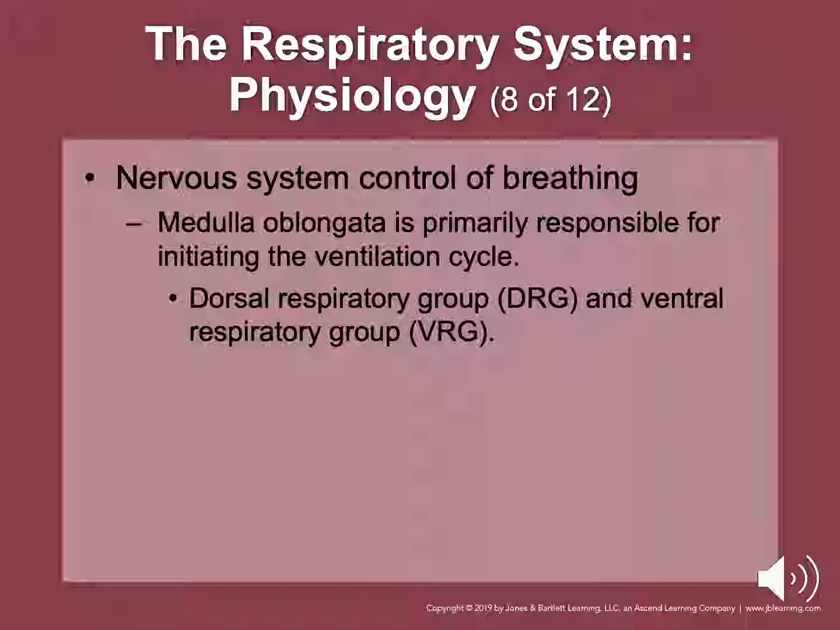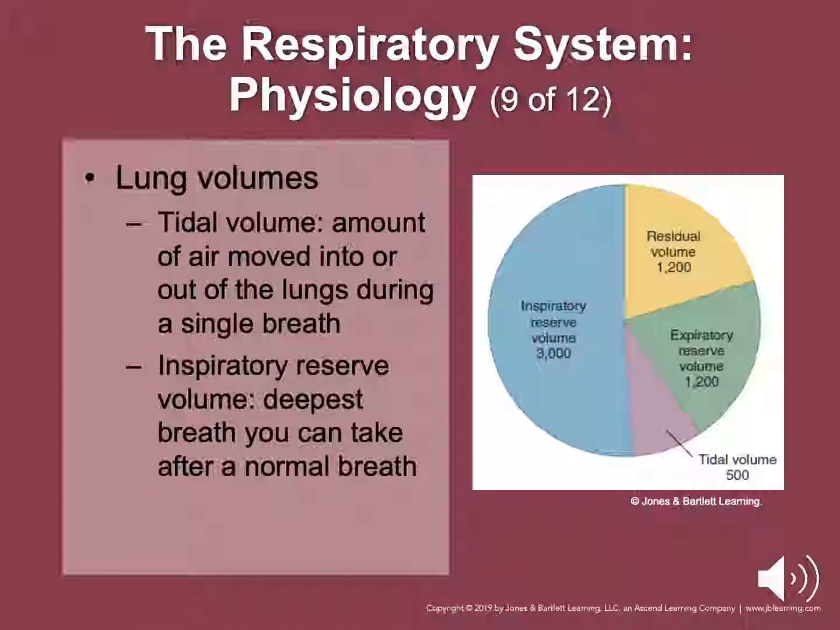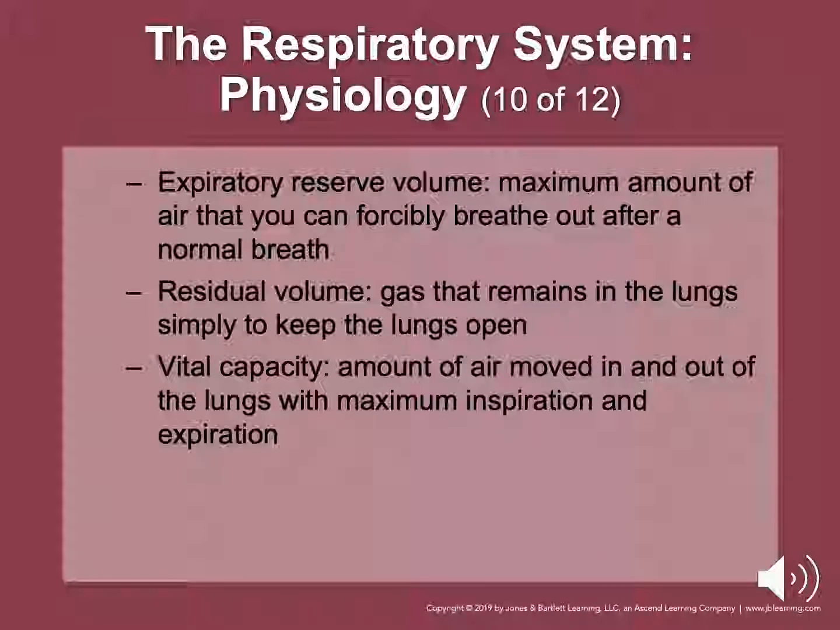Expiratory reserve volume is the maximum amount of air that you can forcibly breathe out after each normal breath. Residual volume is the gas that remains in the lungs simply to keep the lungs open. Vital capacity is the amount of air moved in and out of the lungs with maximum inspiration and expiration. Dead space is the portion of the respiratory system that has no alveoli. Minute volume is the amount of air that moves in and out of the lungs in 1 minute minus the dead space.